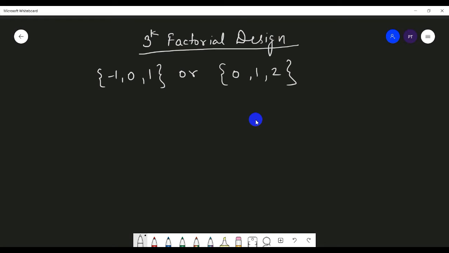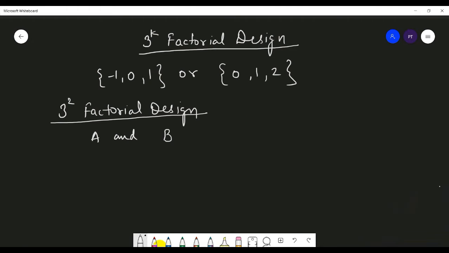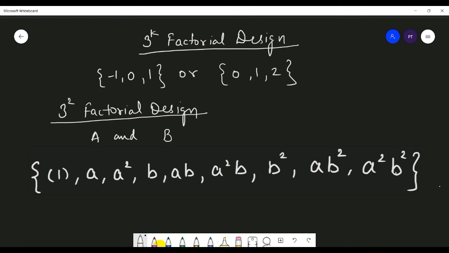So we start with a particular case of 3 raised to k factorial design. Suppose 3 raised to 2 factorial design. Suppose we have two factors A and B. Each of the factors is at 3 levels, producing the 9 treatment combinations of the 3 raised to 2 factorial design: 1, a and a square. Then we introduce b and multiply it with a and a square, which produces ab and a square b. Then we introduce b square and multiply it with a and a square, which produces ab square and a square b square.